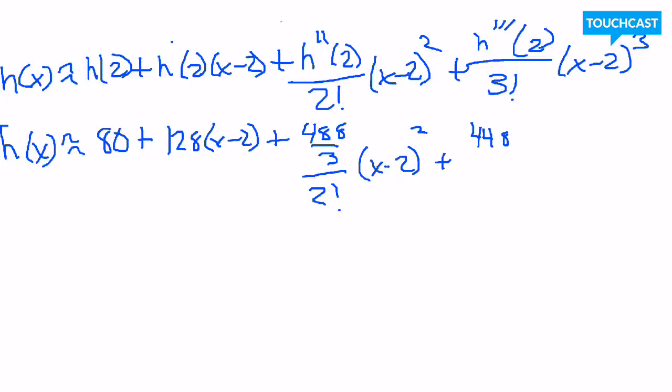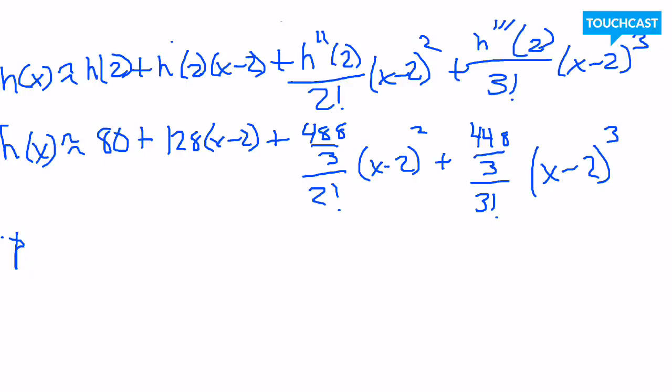which is different. That last one was 488. This is 448. It's going to be over 3 factorial times x minus 2 cubed. All right, that's worth probably 2 points. That's worth 2 points right there. And then this is a calculator problem you might like to know.